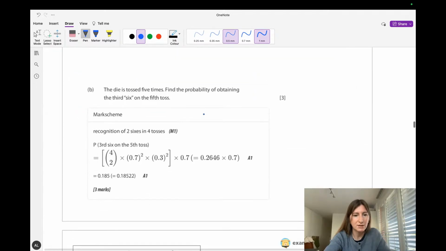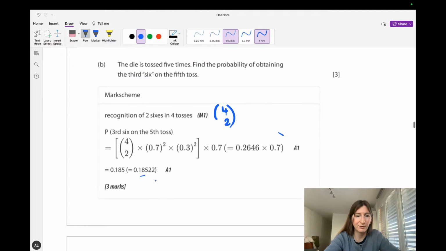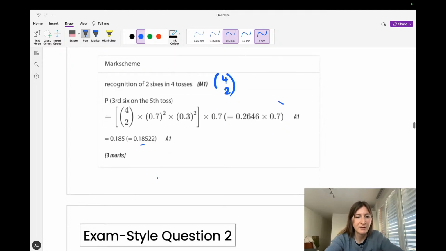Let's check the mark scheme for that. So we had recognition of 2 6s in 4 tosses. That would have just been showing your 4 choose 2. That's recognition. Third 6 on the 5th toss. So you would get a mark for this, either the answer that you have or your working, and then for the final answer. And again, if they give it to you without 3 significant figures, you can still get that mark. Very good practice though. Always use 3 significant figures.